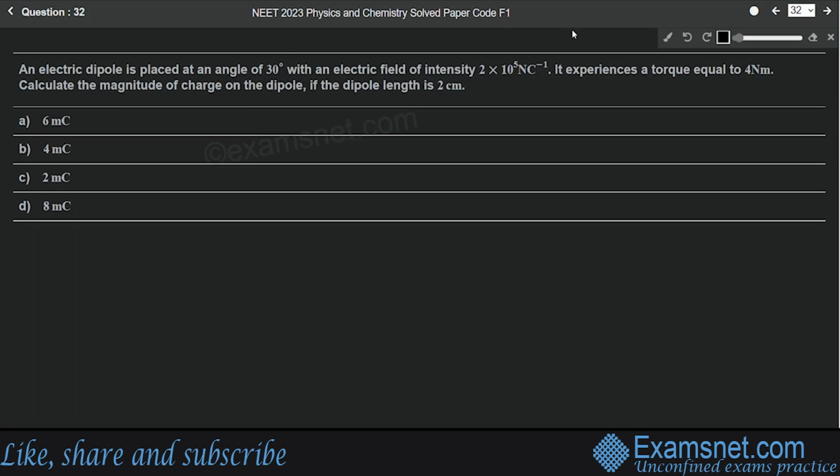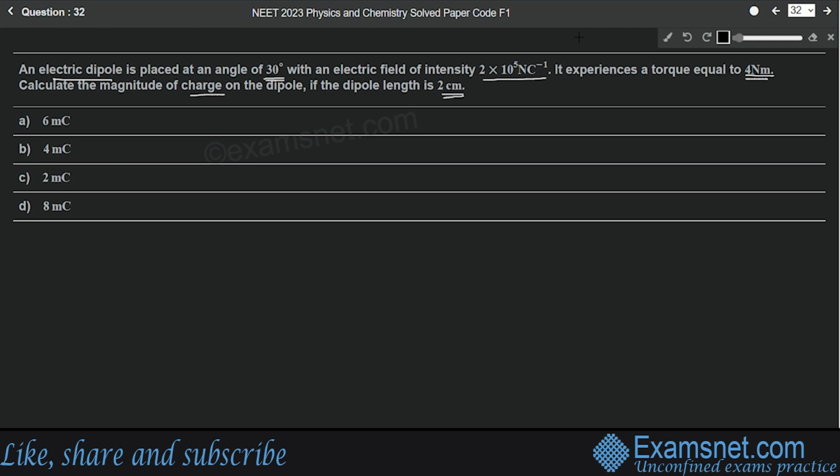Question number 32 is from the chapter Electric Charges and Fields, and the question is, an electric dipole is placed at an angle of 30 degree with an electric field of intensity 2 into 10 to the power 5 Newton per coulomb. It experiences a torque equal to 4 Newton meter. Calculate the magnitude of charge on the dipole if the dipole length is 2 centimeter.